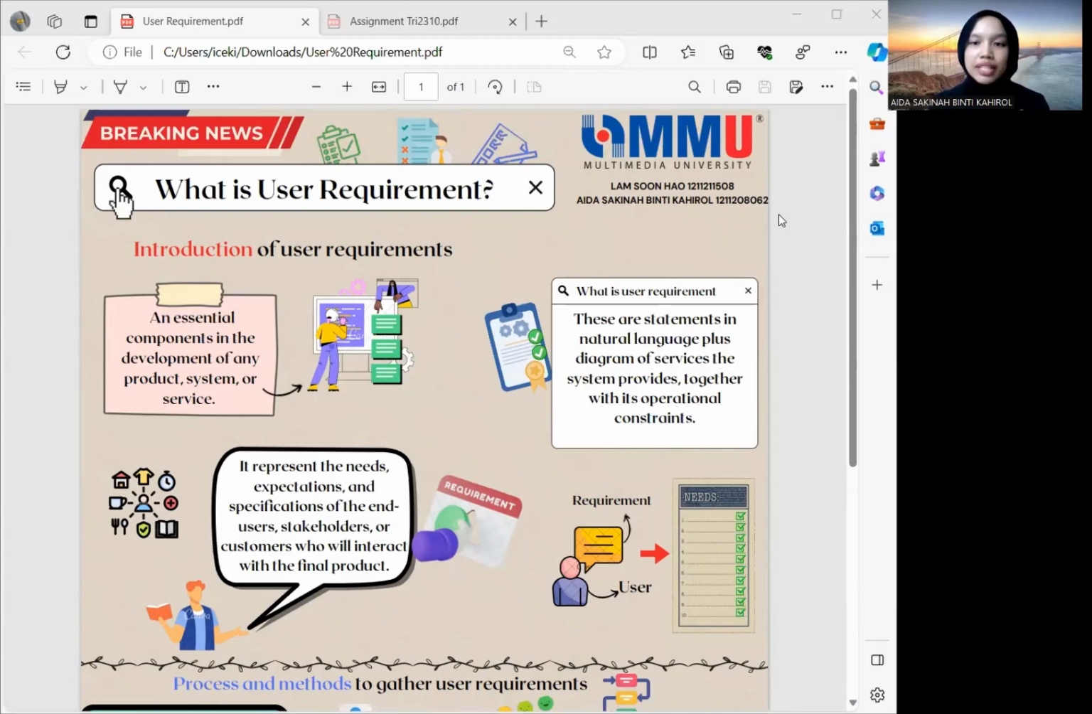By definition, user requirements are statements in natural language plus diagram of services the system provides together with its operational constraints. In other words, user requirements are an essential component in the development of any product, system, or service as it represents the needs, expectations, and the specifications of end users, stakeholders, or customers who will be interacting with the final product. And just like the name implies, these are the requirements that have been set by the users.